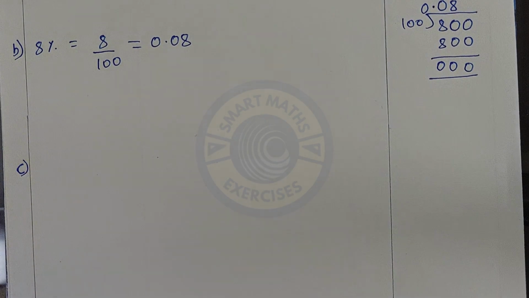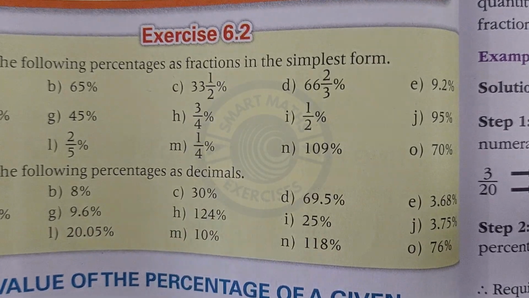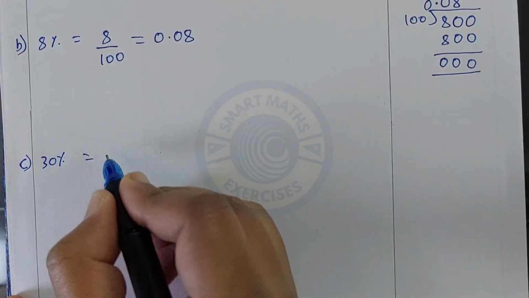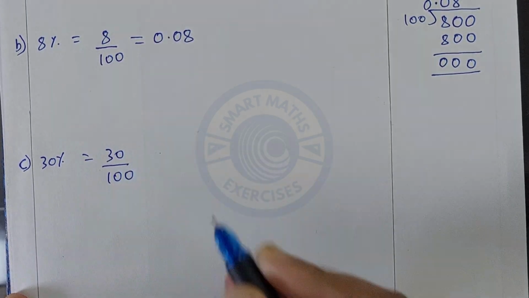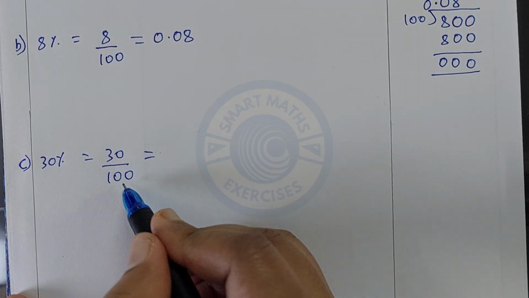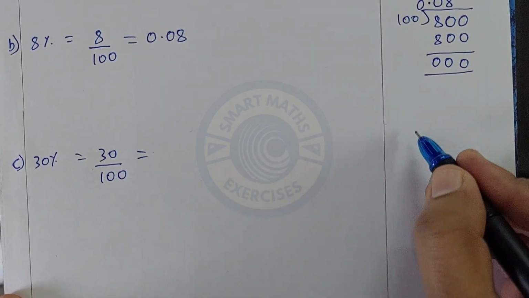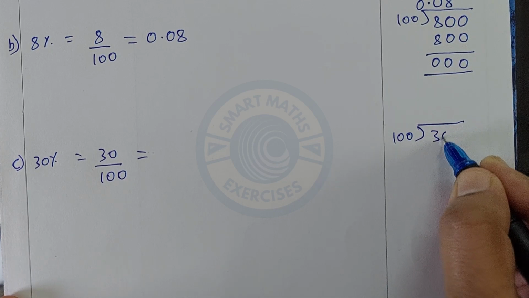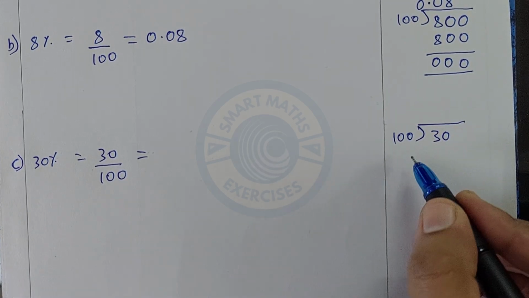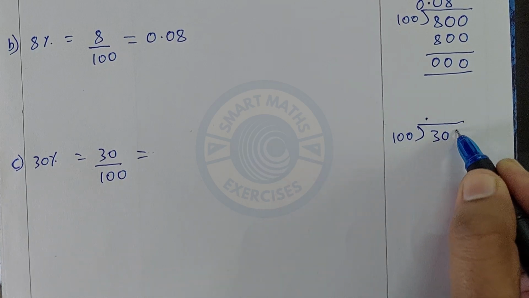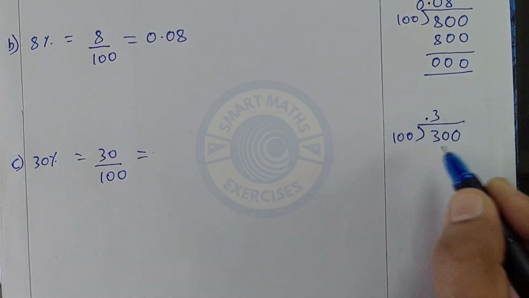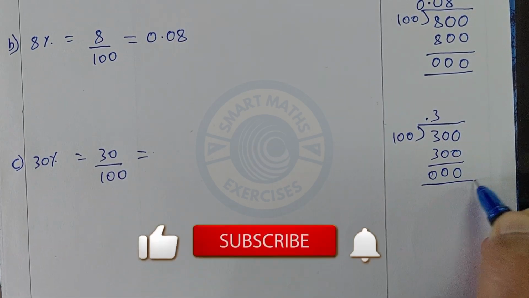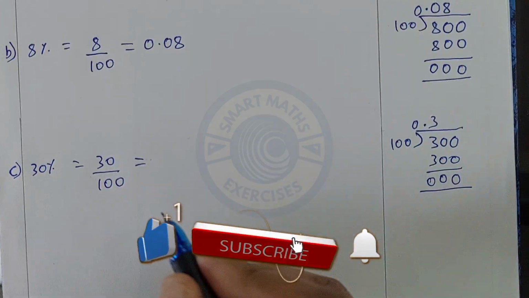Question C. 30%. So 30 divided by 100. If you want, you can simplify here only, but I will divide and show you. 100 outside and 30 inside. Now 30 is less than 100, so we add a decimal point and add a 0. 100 threes are 300. 0 minus 0 is 0, 0 and 0. So answer is 0.3.